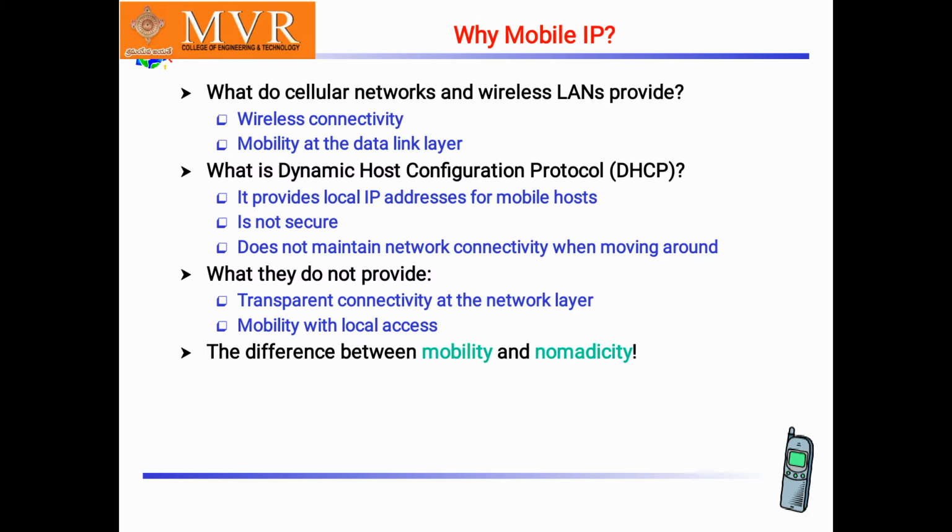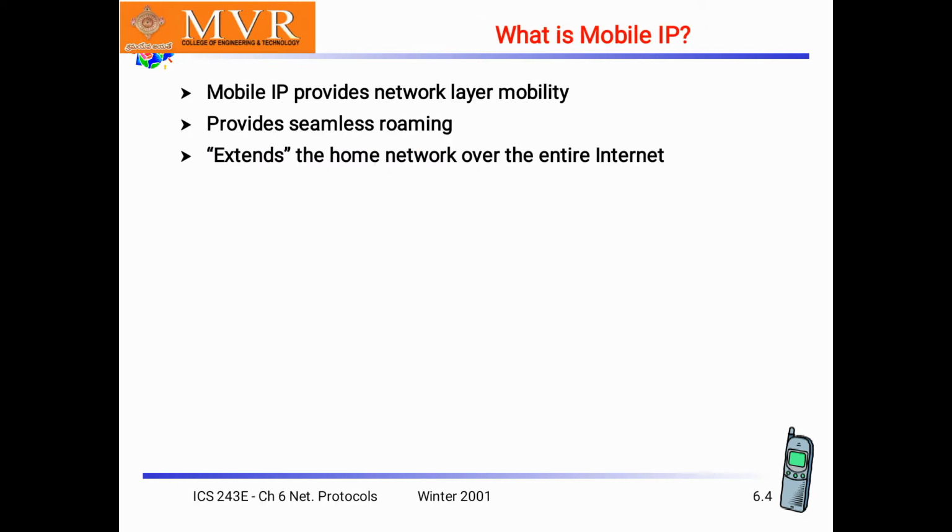What they do not provide is transparent connectivity at the network layer, mobility with local access, and the difference between mobility and non-mobility. For these reasons, the question arises: what is mobile IP? Mobile IP provides network layer mobility. As the name itself says, it provides seamless roaming and extends the home network over the entire internet.